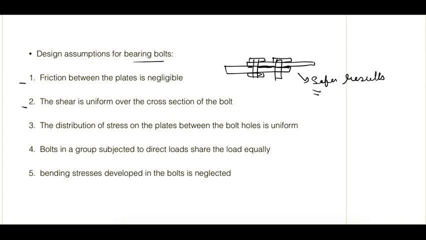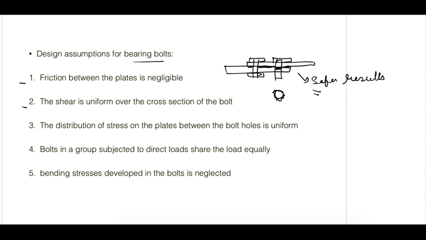Second one is shear is uniform over the cross section of the bolt. So on this surface shear is applied, that is on this cross section shear force is there, so we are saying the shear force is uniform over this whole surface. In actual condition shear would be more on the edges and less in the center.